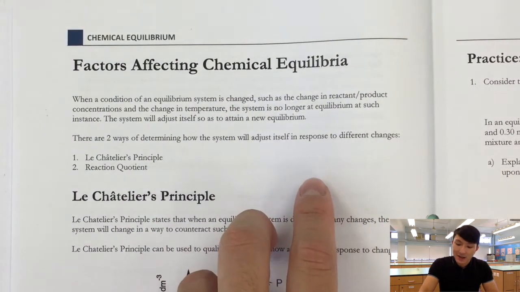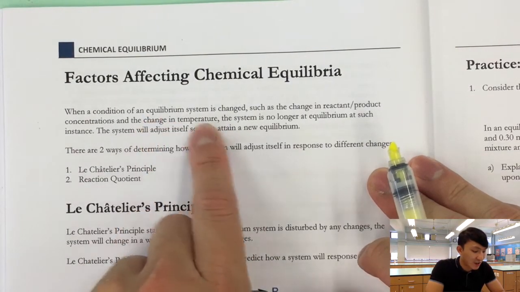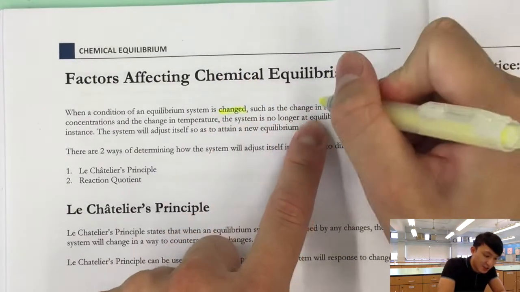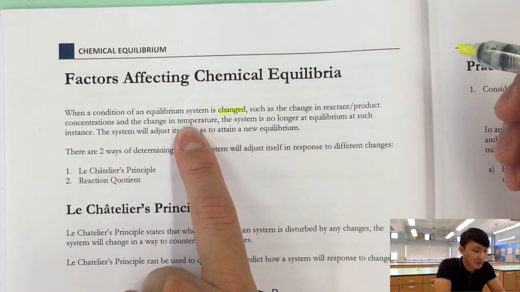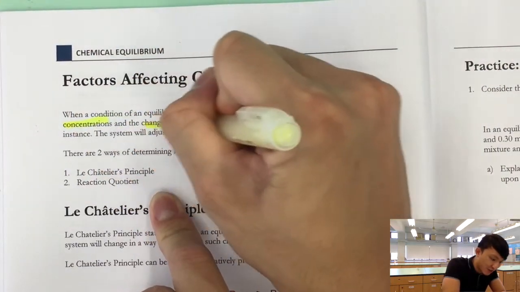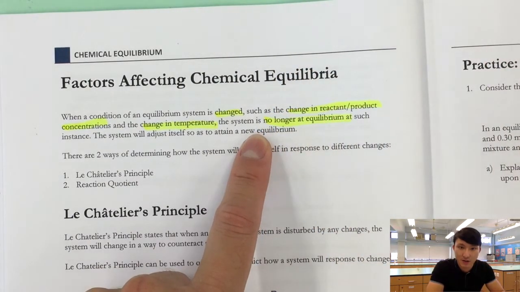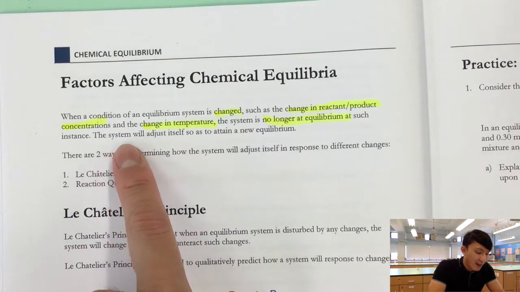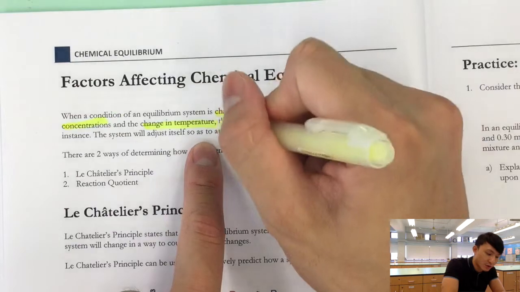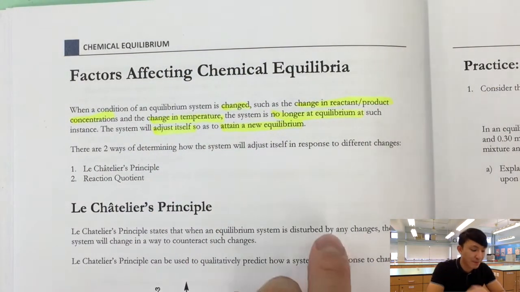Now, let's highlight some key points. When a condition of an equilibrium system is changed, such as changing concentration or changing temperature, then the system is no longer at equilibrium, and we call that a non-equilibrium state. However, the system will adjust itself. It will respond by adjusting itself in order to attain a new equilibrium.